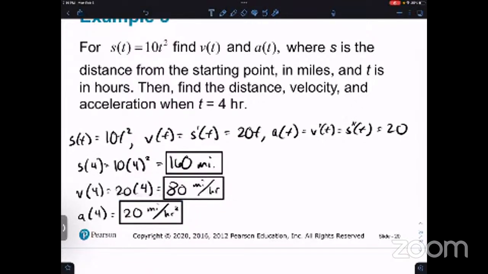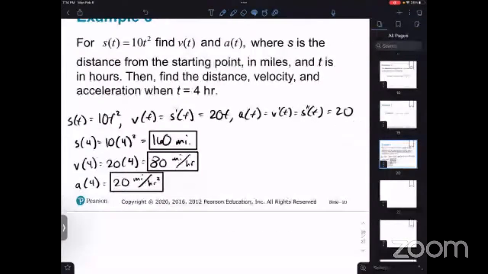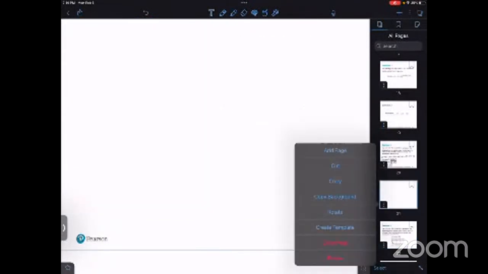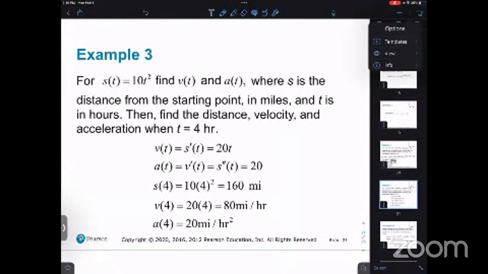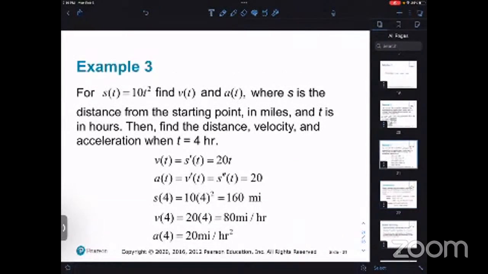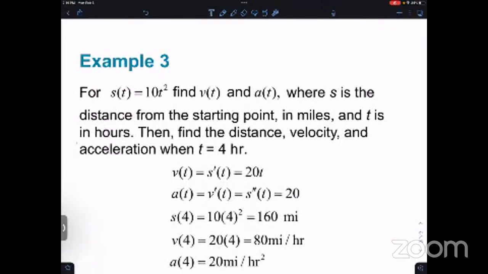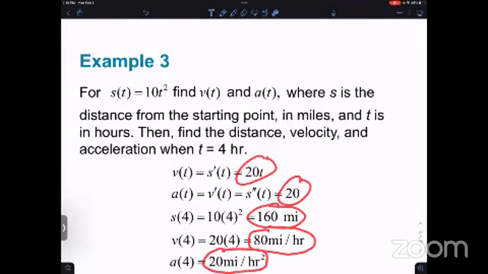Let's see. We can get rid of these other pages. Delete. And delete. And then we go to view, single page. Okay, I think we have a typed version of everything here. The position was 160 miles. At that position, we're doing 80 miles per hour, with an acceleration of 20 miles per hour squared. Okay, I think that's it.